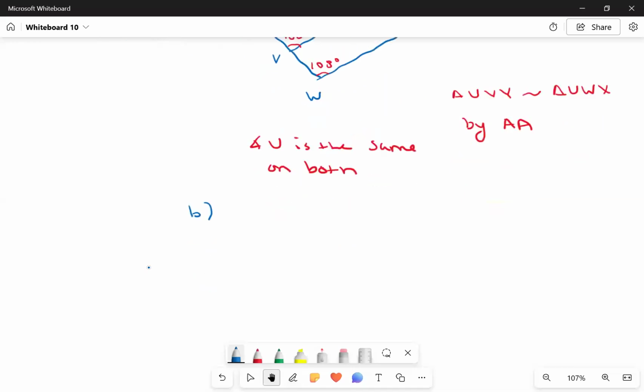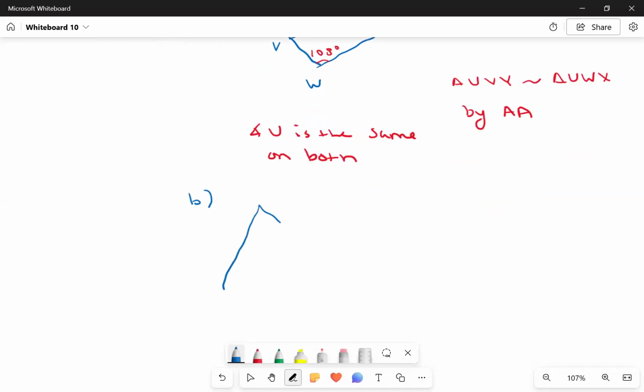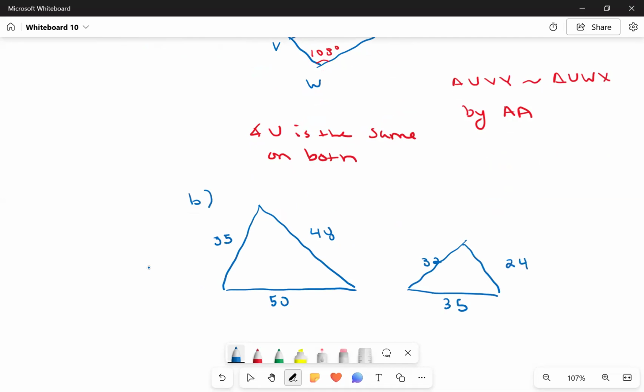So B, they kind of did an obnoxious mirror image version of this. I'll do my best. Could have been worse. Okay, so they called this 35, 48, and 50. And then this one's 32, 35, and 24. So what I have to do is compare each of these corresponding ratios and see if they're the same. If every single one matches, then these two triangles are similar.